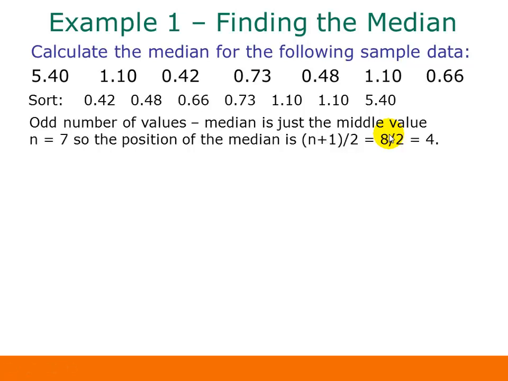When we have a small list like this, it's pretty easy to tell which one's in the middle. It would be this one. But if we have a larger data set, it's not so easy to pick out. So if we want to calculate the position for the middle of the list, we'd take n plus 1 and divide by 2. N plus 1 would be 8. If we divide that by 2, we get 4. So that means our median would be in the 4th position. 1, 2, 3, 4. So our median would be 0.73.